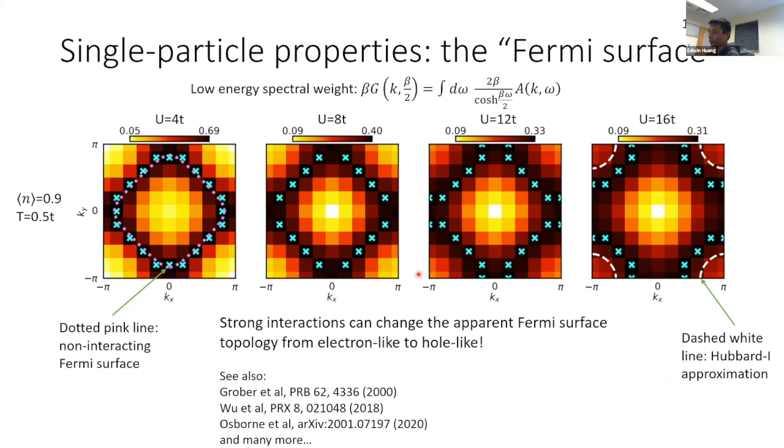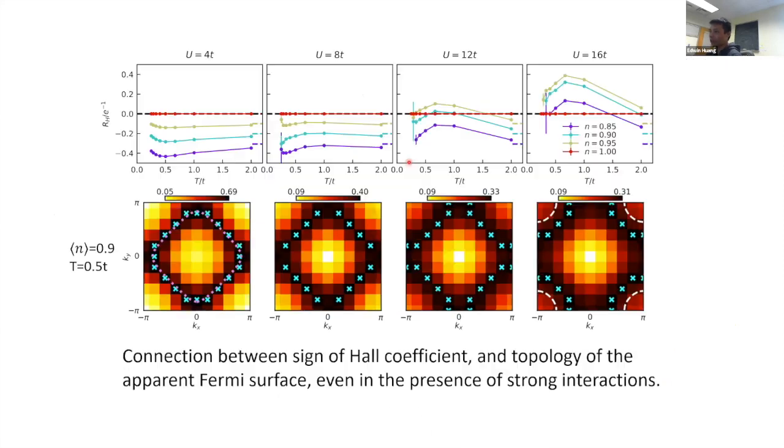Now, if we try to put things together, what we see is that in the Hall coefficient, strong correlations can push the sign from being electron-like, negative, to positive. And we see the same thing happening in the single particle spectra. So what we conclude is that even in the presence of strong interactions, where we might not think there are any quasi-particles present, there is still a connection between the sign of the Hall coefficient and the topology of the apparent Fermi surface, defined by the locus of maxima in the low energy spectral function.